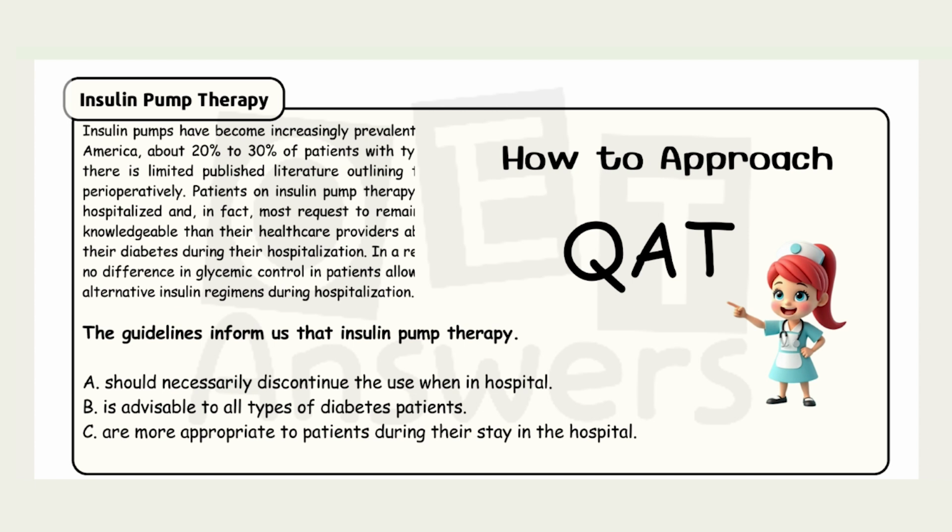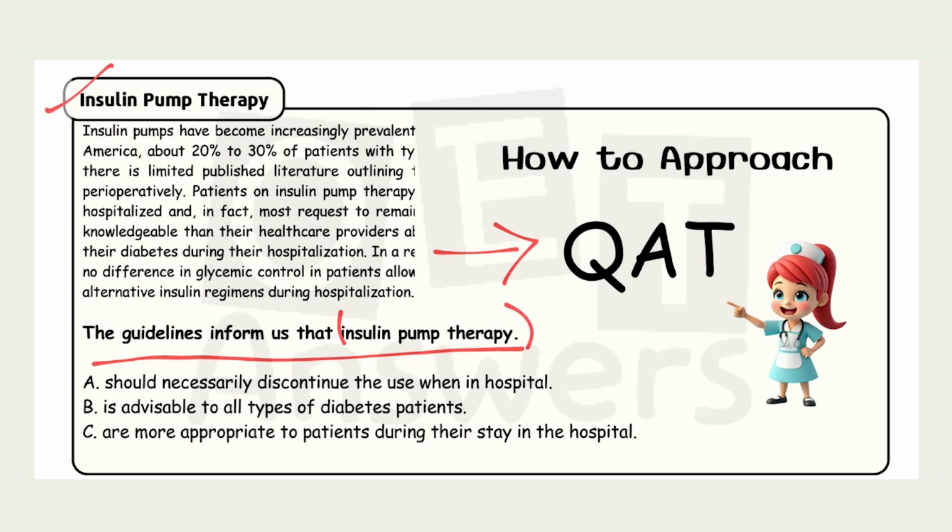Okay, so you can see the title, followed by the paragraph and question. Finally, the three options, right? So QAT. What is QAT? QAT is nothing but Q stands for question, A for answer options, T stands for text. You have to follow this method to approach the main idea type question. So first you have to read the question. The guidelines inform us that insulin pump therapy. You can see the same title here, right?